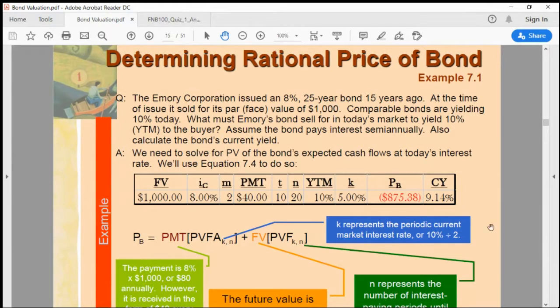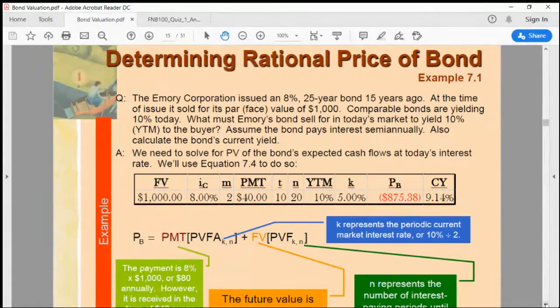Today we are continuing with our discussion on bond valuation, and today we are continuing with the example of rational price valuation, or fair value, or intrinsic value.